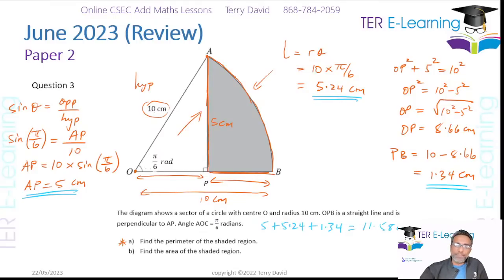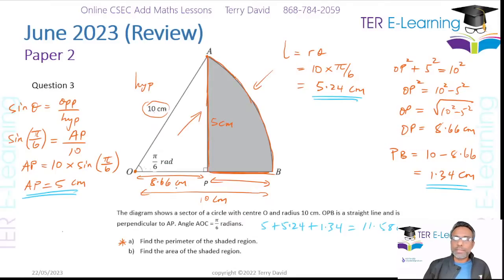So the next thing that we want now is to work out the area of the shaded region. All you need to do is find the area of the whole sector and minus the area of the triangle. Area of sector minus the area of the triangle. Now this is 10 cm, OP was, this here is 8.66. Yeah, that makes sense.